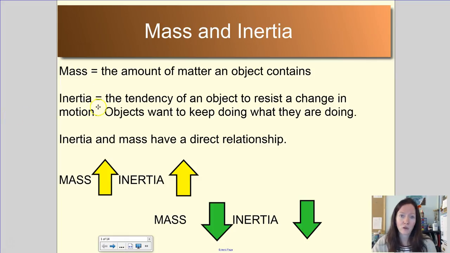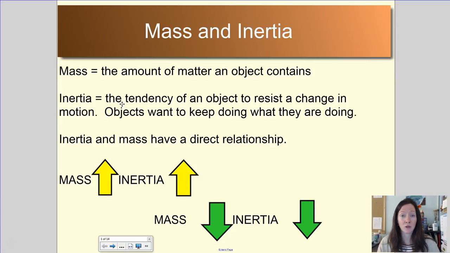Now I have a new vocabulary word to add in here. You've probably heard it before, but make sure you write down the definition of this word. It's inertia. Inertia is the tendency of an object to resist a change in motion. It means that objects want to keep doing what they're doing. If an object is sitting still, it wants to keep sitting still. And if it's moving, it wants to keep moving.